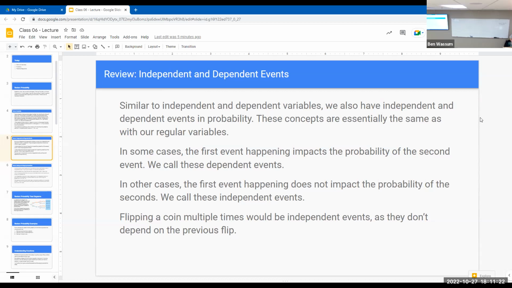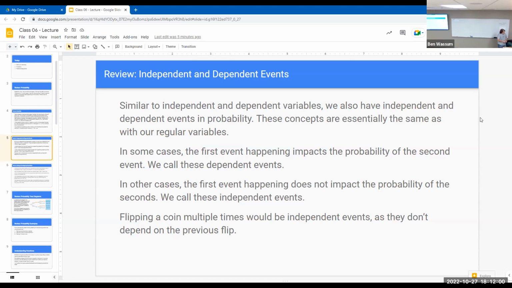So similar to when we did independent and dependent variables, there's independent and dependent events with probability. Those are just classifications. It's a little easier to understand them than it is to play around with the variable ones, because the concepts are the same, but with probability, you're usually dealing with real life concepts rather than random algebraic structures. So it's a little bit easier to see.